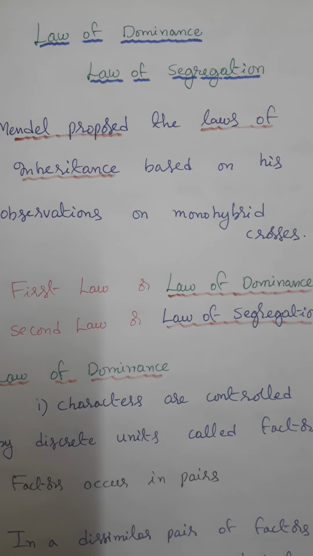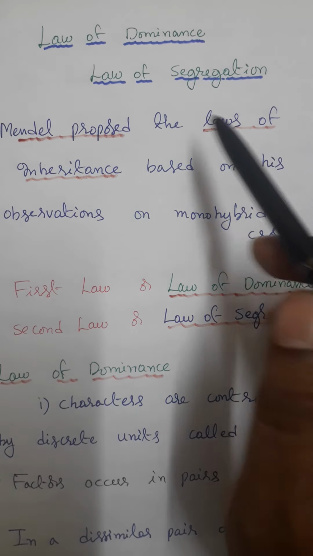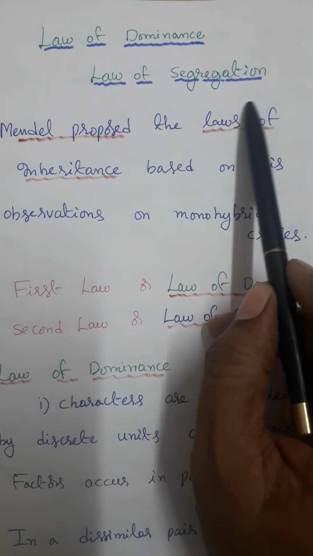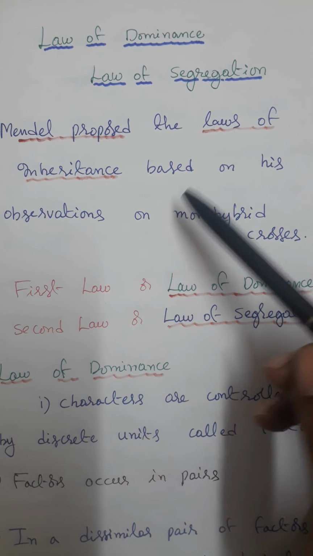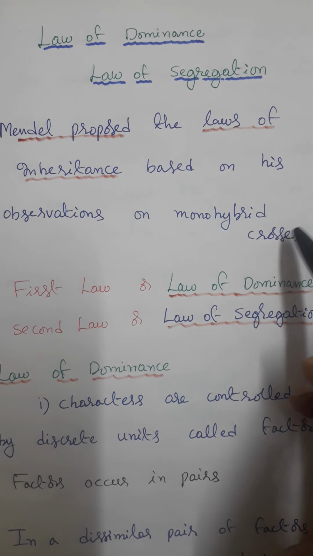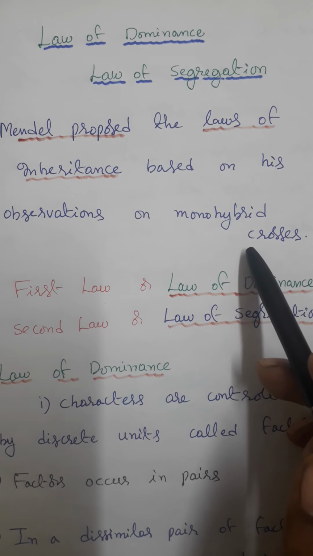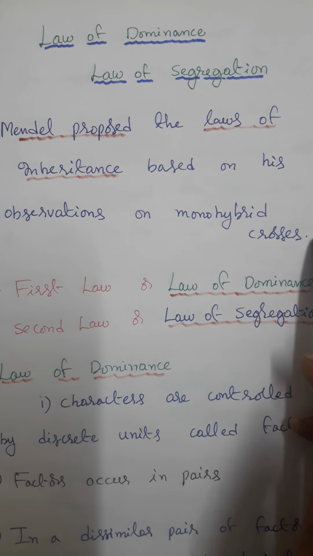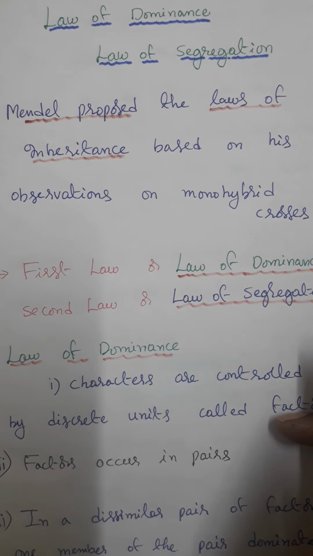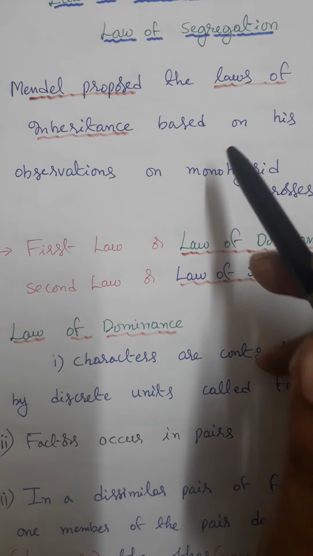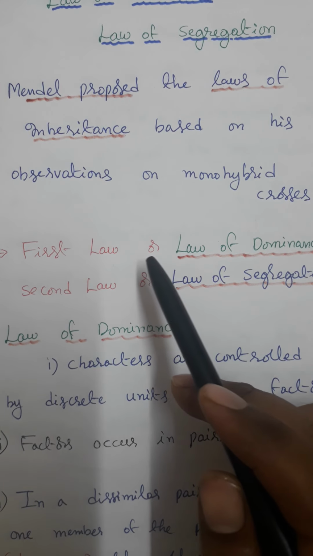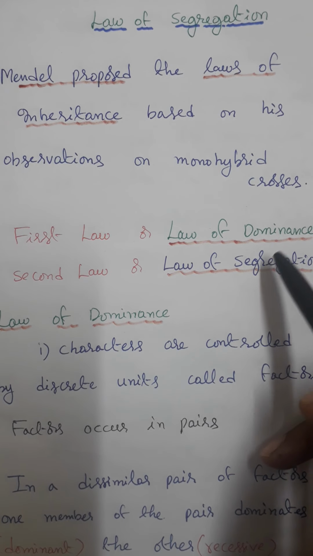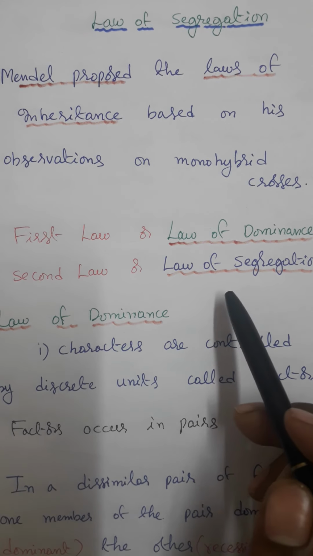Today I am going to teach you about the law of dominance and the law of segregation. Mendel proposed the laws of inheritance based on his observations on monohybrid crosses. You have already learned about the monohybrid cross in pea plant. So Mendel proposed the laws of inheritance. Mendel's first law is the law of dominance, whereas the second law is the law of segregation.